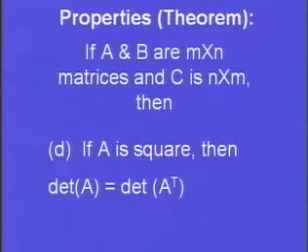If A is a square matrix, then the determinant of A is equal to the determinant of A transpose. Now this should make sense because if you remember how to do a determinant, we can use any row or any column. Well, if we want to do the determinant of A transpose, it's just that the rows have become columns and the columns have become rows, so we're going to have the same numbers that we're working with.